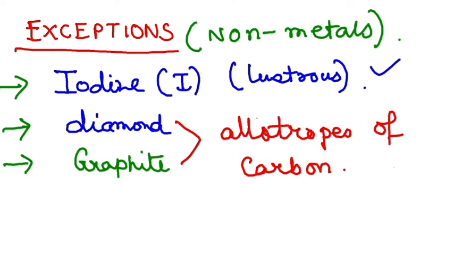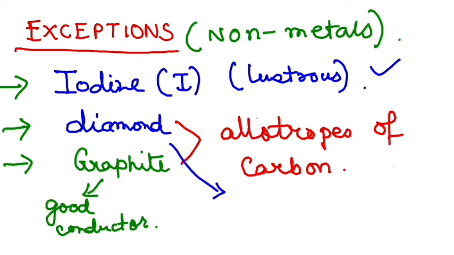Now, what's interesting about them is that graphite, what about non-metals? They do not conduct heat and electricity, right? But graphite is a good conductor of heat and electricity. Graphite is present in your pencils, right? The pencil leads are made of graphite only. And what about diamond? Diamond is a non-metal because it is ultimately from carbon.